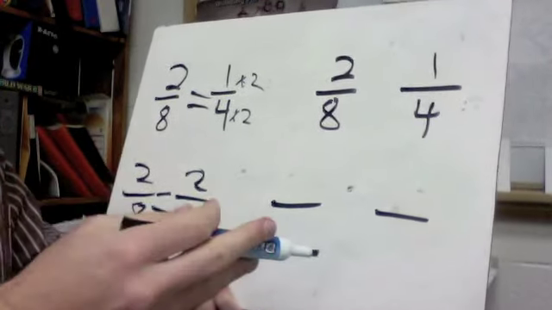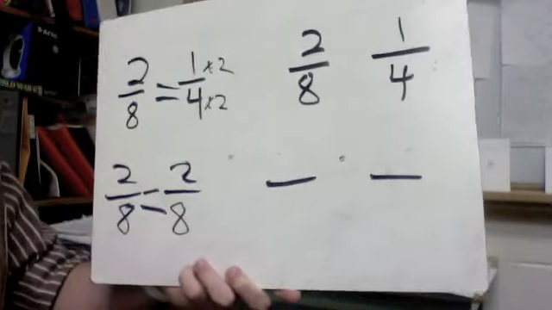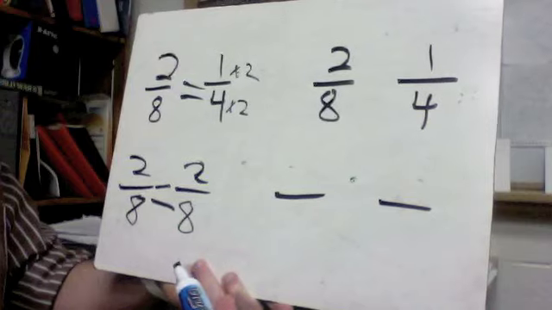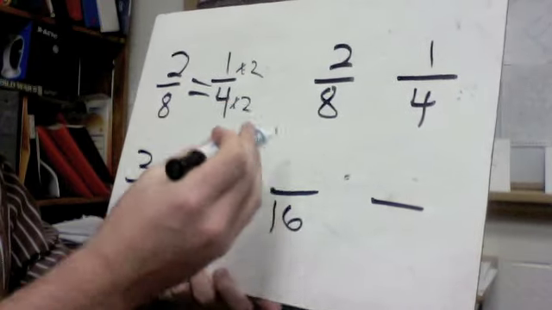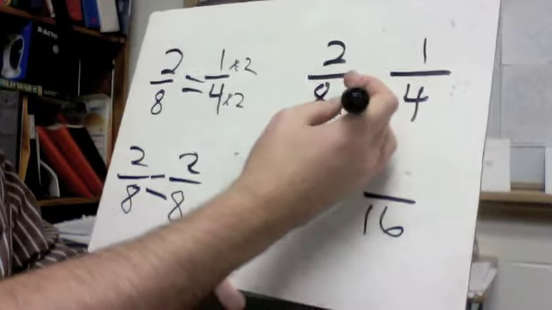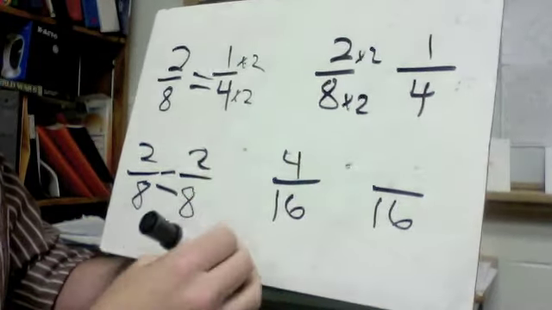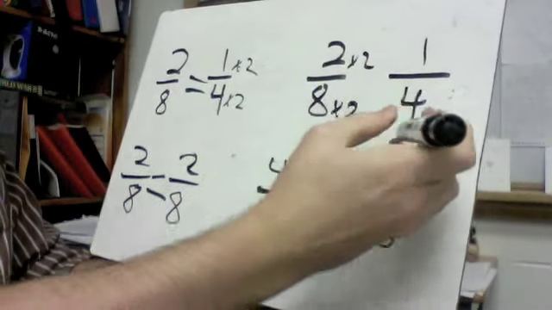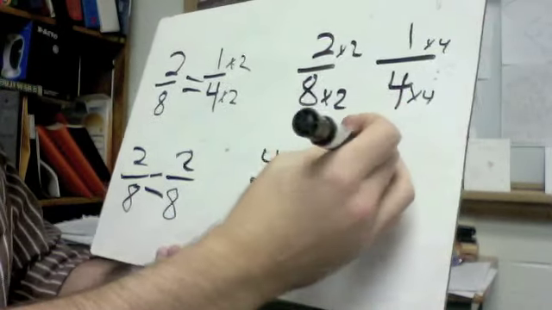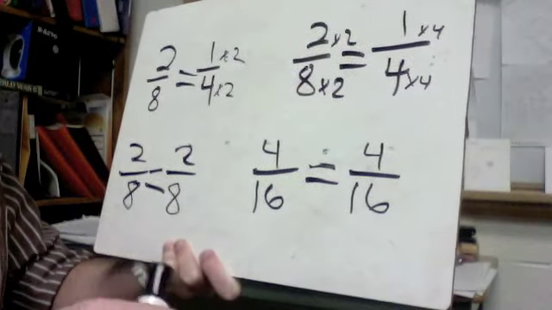Okay? On this side of things, I could see people doing 32 as a factor. I could see that. That would work out well. I'm going to do 16 because it's the smaller one and probably easier to work with. I know that 8's a factor of 16. 4 is a factor of 16. 8 times 2 is 16. So I times the top by the same thing, and I'm going to get 4/16. Over here, 4 times 4 is 16. Times the top by the same thing. 4/16. 4/16 is equal. So that is equal as well.